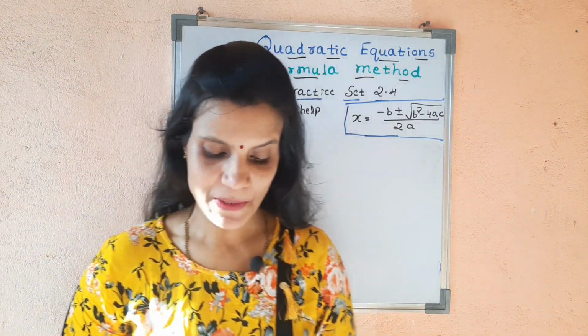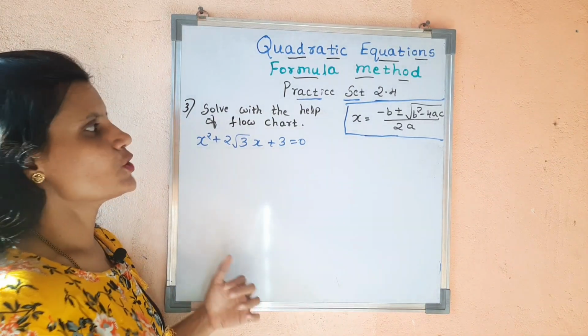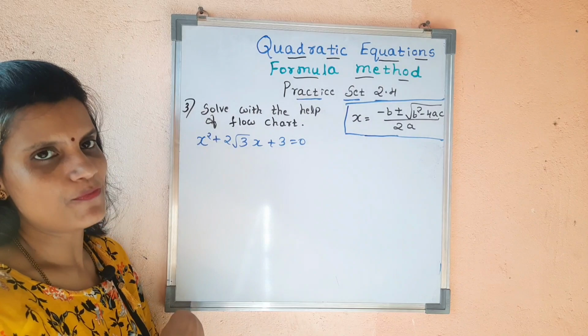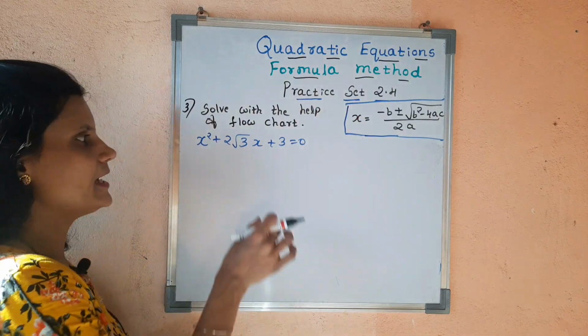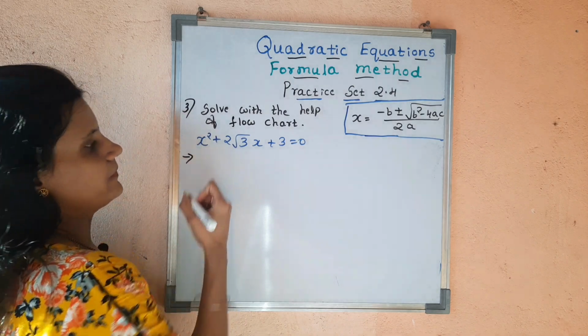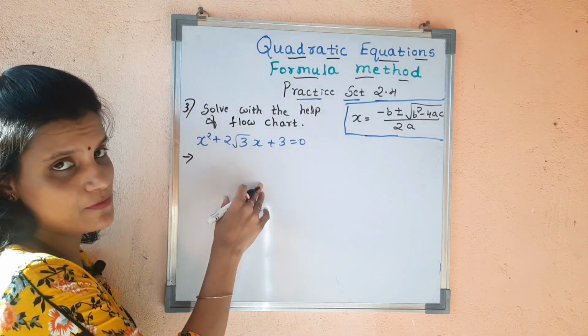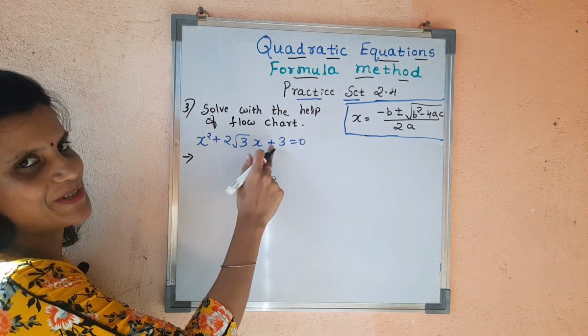Your next sum which I am going to solve is question number 3, where it has been given: solve with the help of flow chart. Why I took this sum? Because of the square root. I felt the rest of the sums you can solve easily if you know the formula. Okay, let's solve. Now the first thing is, you have to check whether it is in the general form or not. Yes, it is in the general form, ax square plus bx plus c is equal to 0.